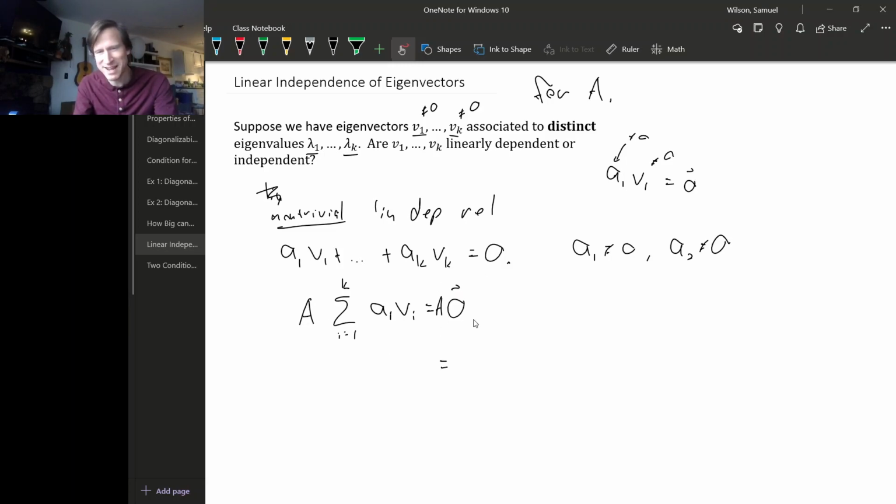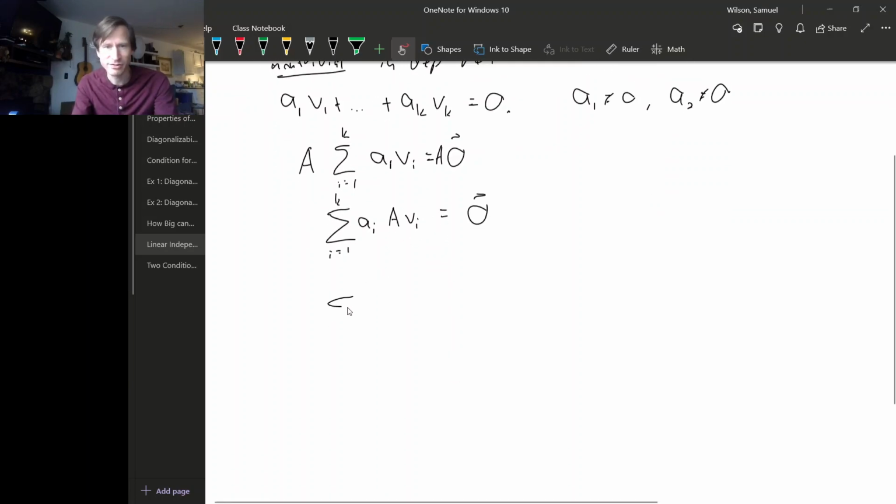Well, on the right-hand side, A times 0 is 0. On the left-hand side, matrix multiplication distributes, so we can move this A inside of our sum here, and then we can move it past the scalar. So this is the sum from i equals 1 to k of little ai times capital A times vi. But these are eigenvectors, so we get the sum from i equals 1 to k of little ai times lambda i times vi, and this is equal to 0.